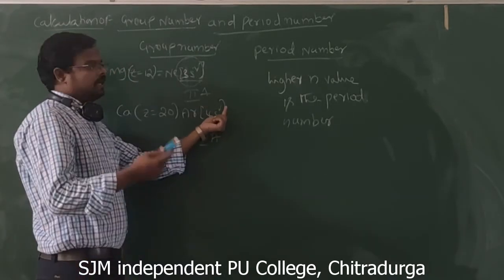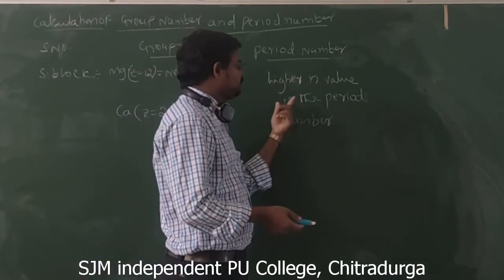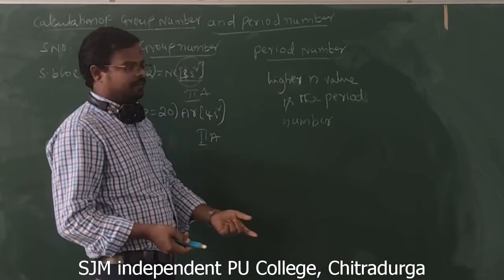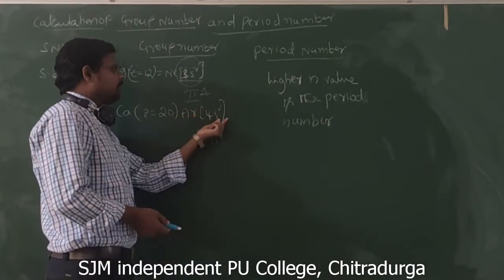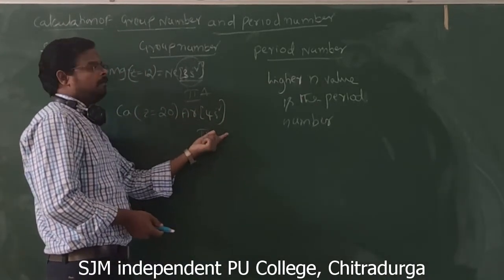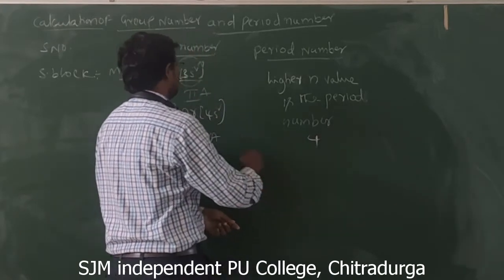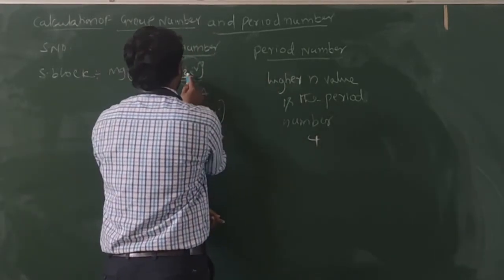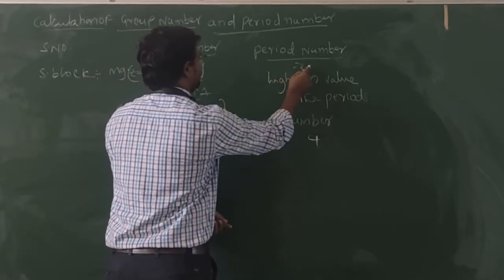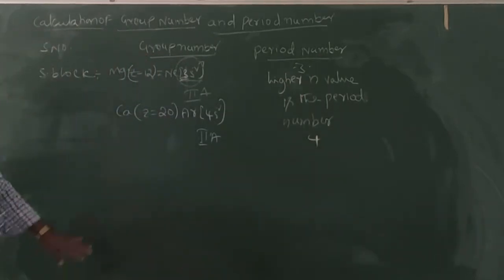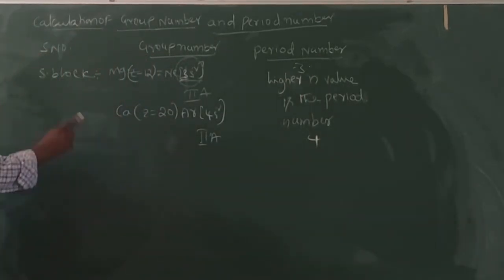And the higher n value in the electronic configuration is the period number. In this electronic configuration, the higher n value is 4, therefore the period number is 4. For magnesium, the higher n value is 3, therefore the period number is 3. Like that we have to calculate the group number and period number of a given element.